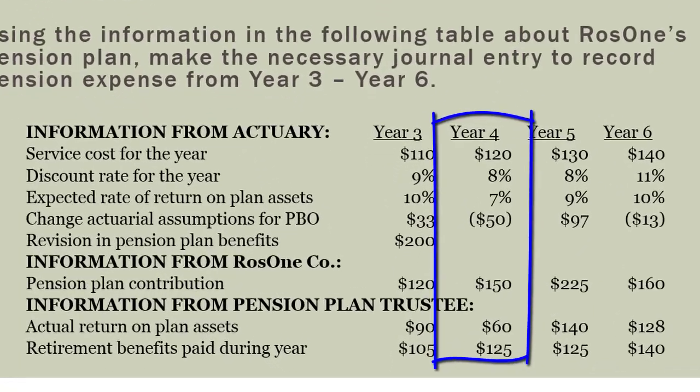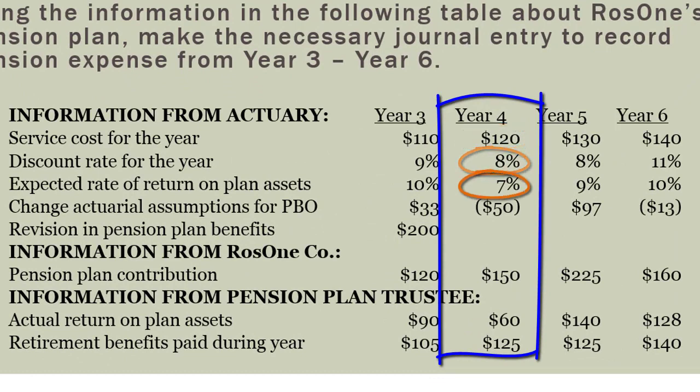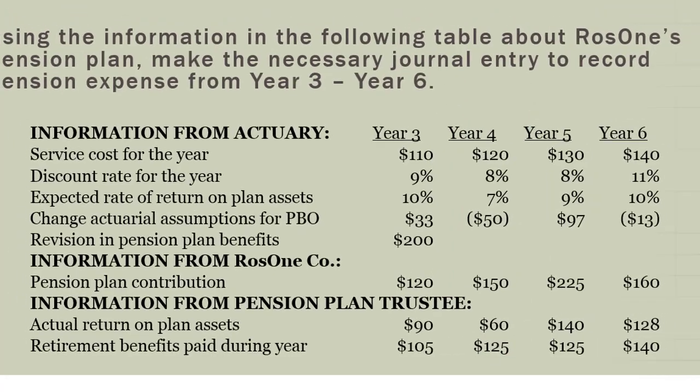So we have new service cost, discount rate, expected rates of return, and a change in actuarial assumptions that come right from our actuary. We also know that we contributed $150 in our pension plan, up a little bit from last year as we've realized that maybe our numbers aren't quite as good as they should be, and we need to get closer to fully funding this pension. And then we have a small actual return, and we paid out some benefits this year to our retirees. With those numbers, we're ready to jump right back into a worksheet.